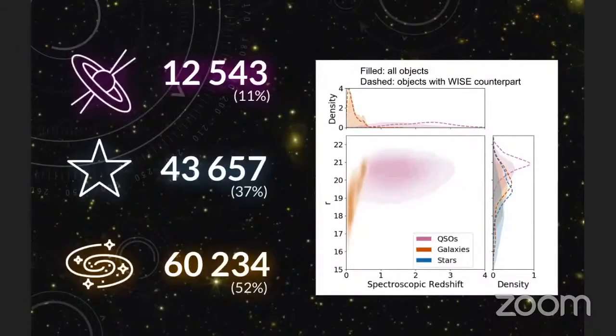And then these are the totals after we applied some selection criteria to get rid of spurious sources. I also show on this plot the distribution of r magnitudes and spectroscopic redshift. For these histograms on the side, I show the distribution for all the objects in the field, and just for the objects that have a WISE counterpart, which I show in dashed lines.